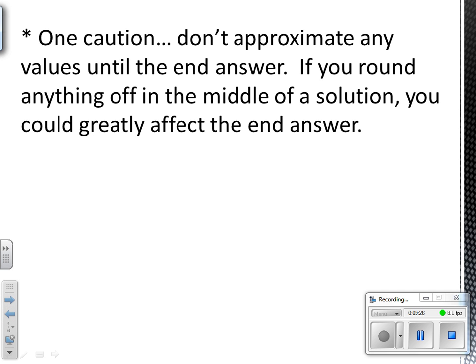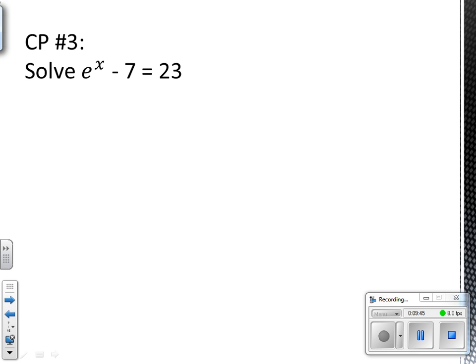All right, so I've thrown this caution out there before. Don't round off or approximate any values until the end answer. When you see some of these log values, don't get calculator happy and start punching in log values and working with decimals because they've been chopped off. Try to wait till the end so that you don't have rounding errors.